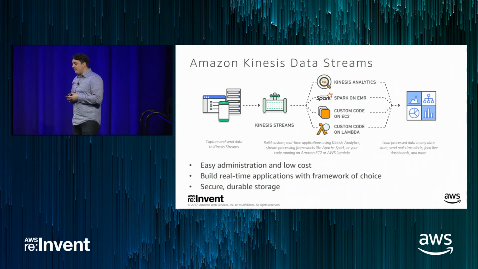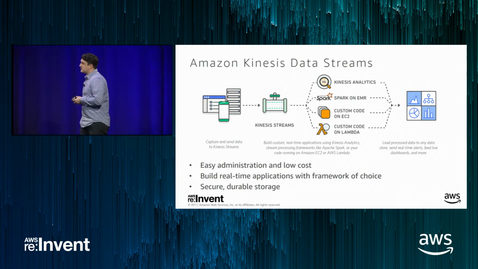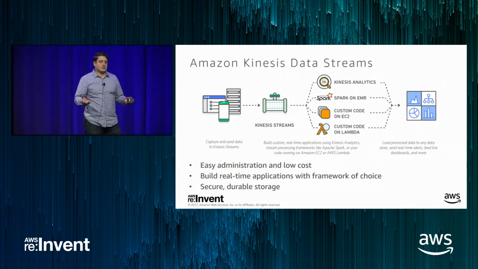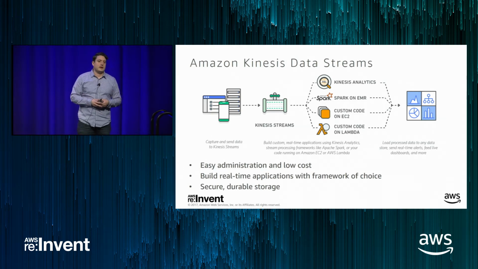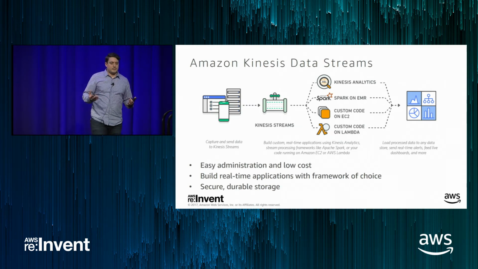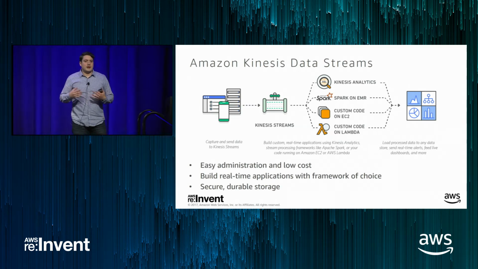The most popular option is listed here as custom code on EC2. We provide a couple of open source libraries, the most popular being the Kinesis Client Library. And it's still a very, very popular option for customers to run one of these open source libraries and their own custom code just on EC2 in an auto-scaling group. It provides a lot of flexibility.